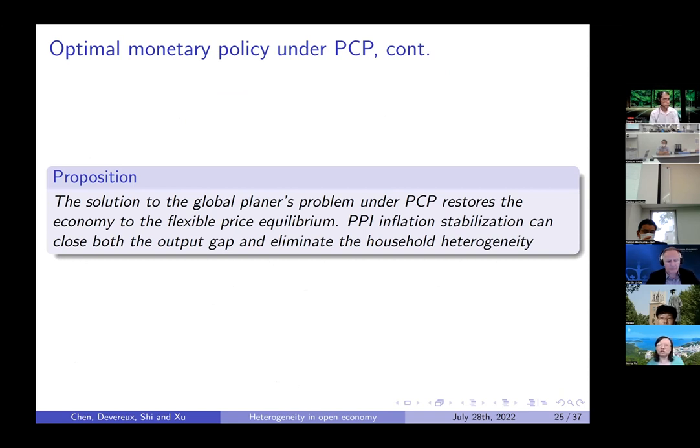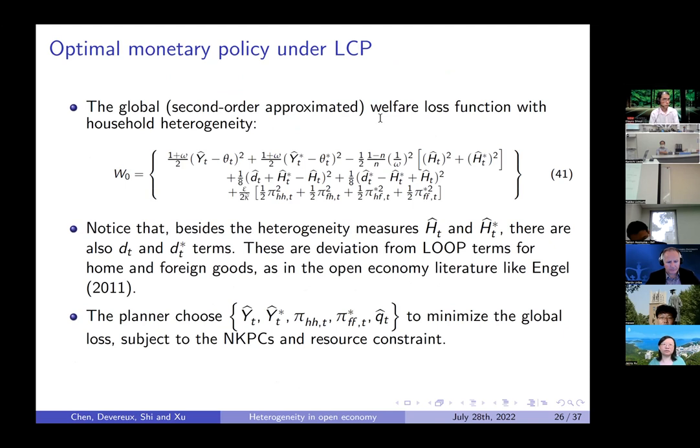So the solution to the global planner's problem under PCP is going to restore the economy to the flexible price equilibrium. And PPI inflation, again, is the optimal monetary policy, just like in the standard New Keynesian model under PCP without heterogeneity. Okay, how about local currency pricing?